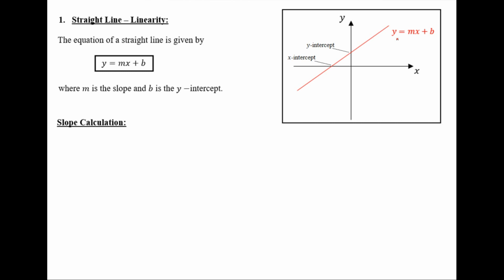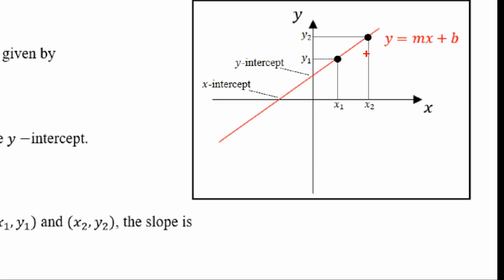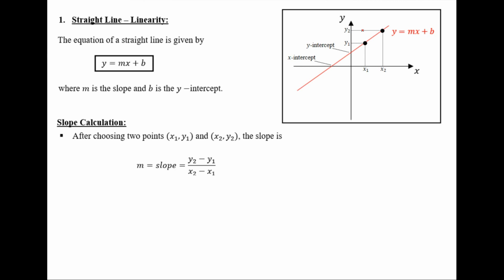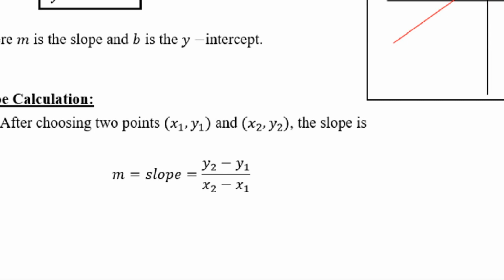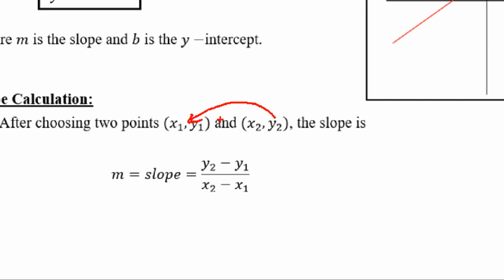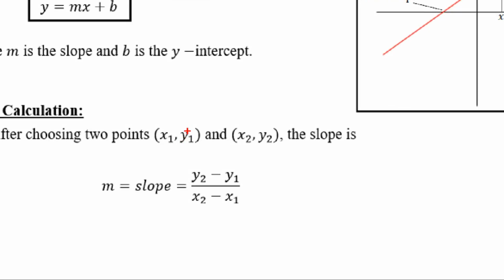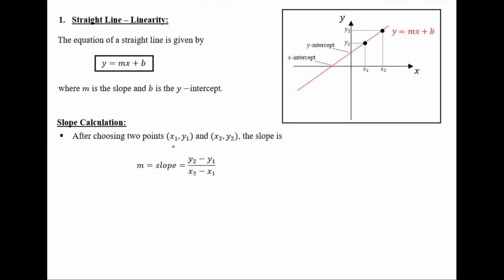Now, what about the slope calculation, which is denoted by m? The first thing that we should do is choose any 2 points belonging to the straight line, whether they are close enough or far away. That would be the first point and that would be the second point. The slope can be computed using the following formula: y2 minus y1 over x2 minus x1, or you can do it the following way: y1 minus y2 over x1 minus x2, respecting the order.